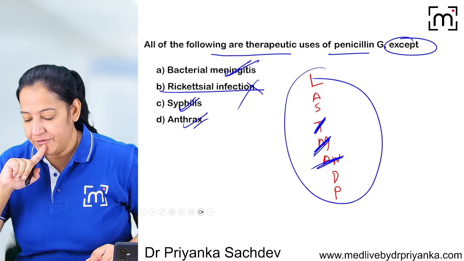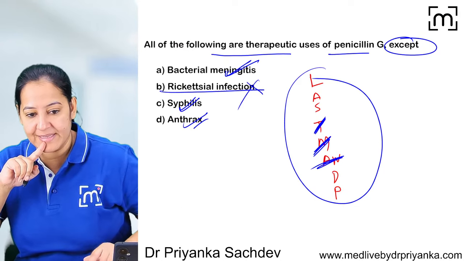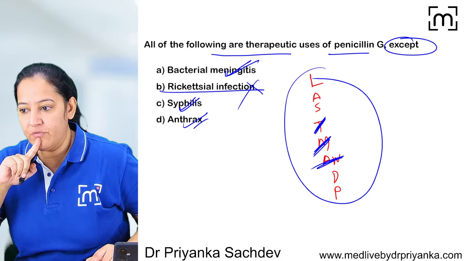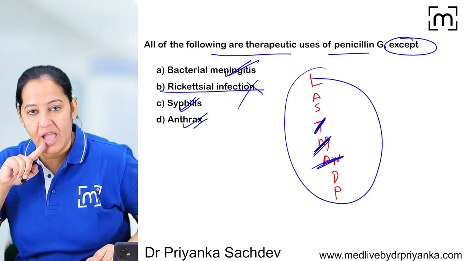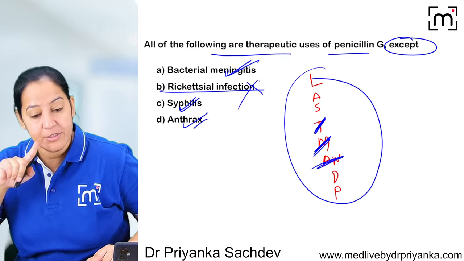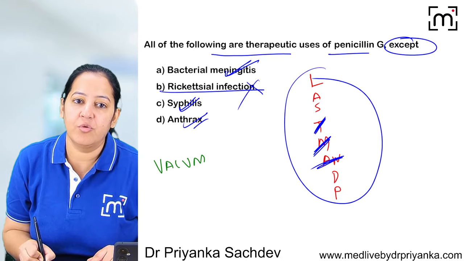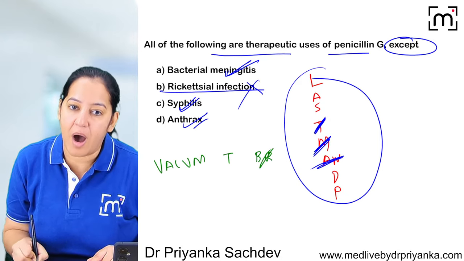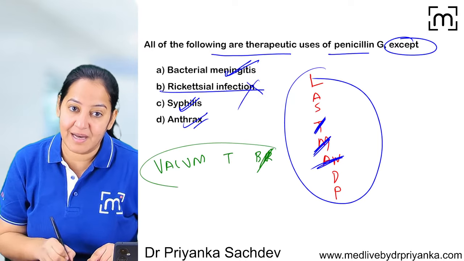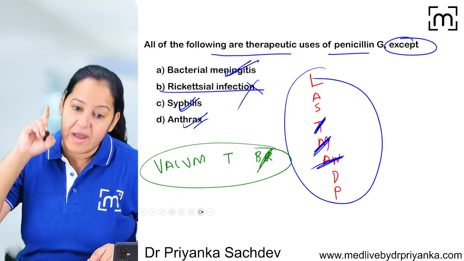Got my point? If you remember my last session, how many of you attended my last session? What is the mnemonic I have given you for the uses of the tetracycline? I may have given you a mnemonic there. So you can see the mnemonic was VACUUM THE BEDROOM. The R of vacuum the bedroom is rickettsia. So this is the mnemonic for uses of tetracycline.